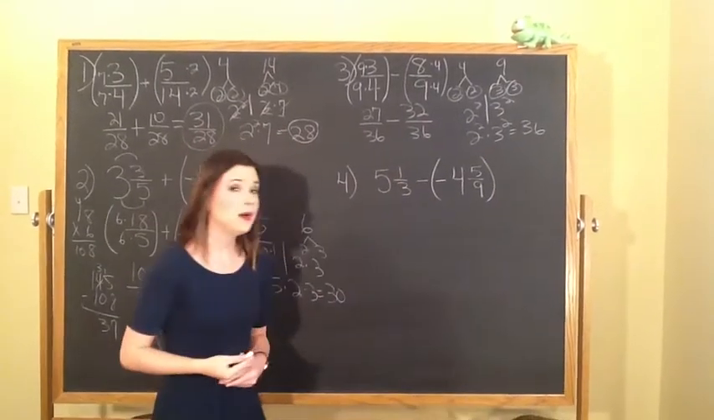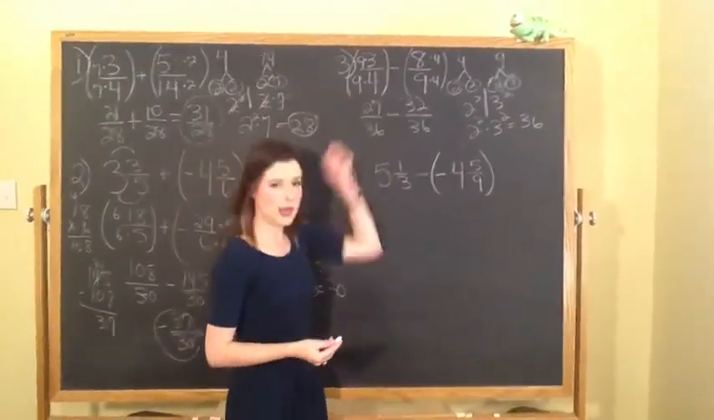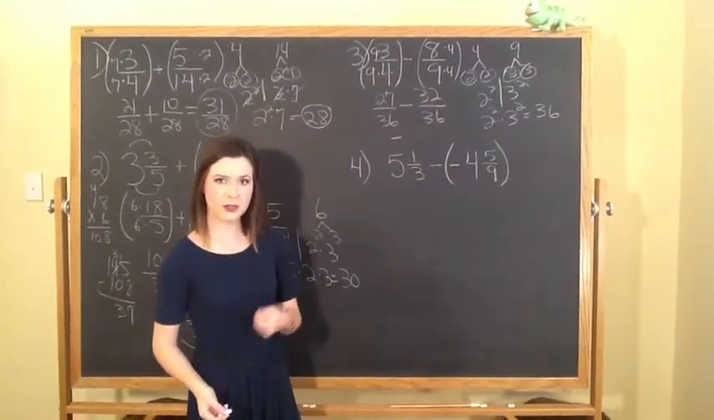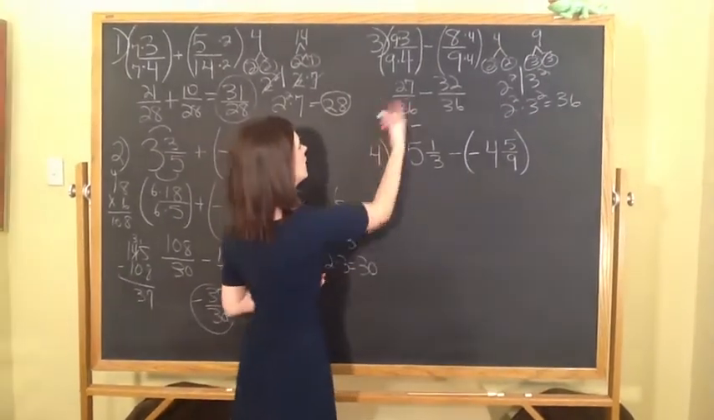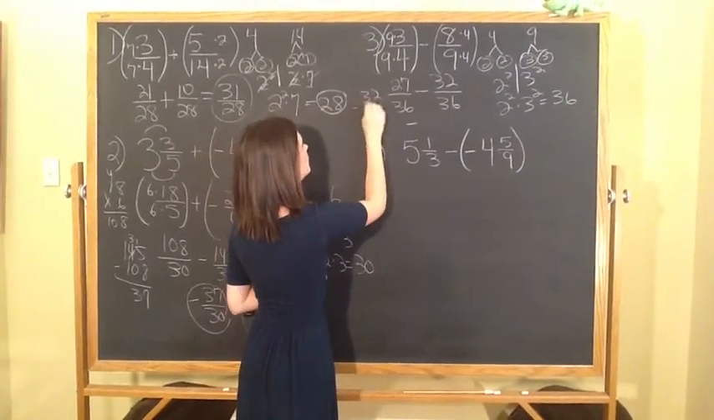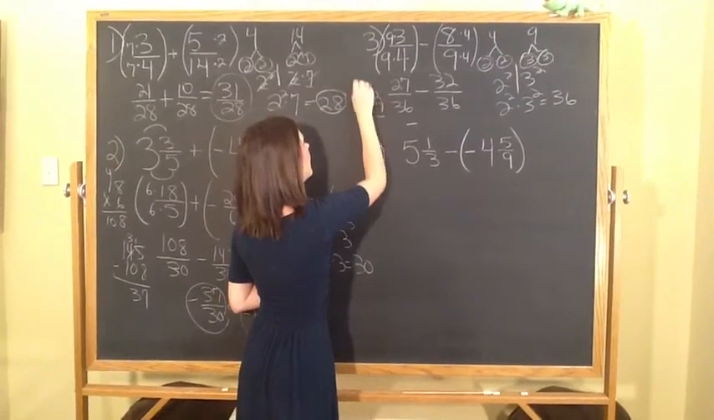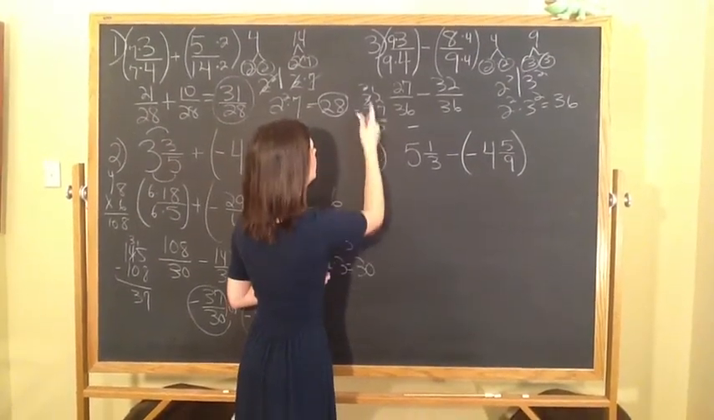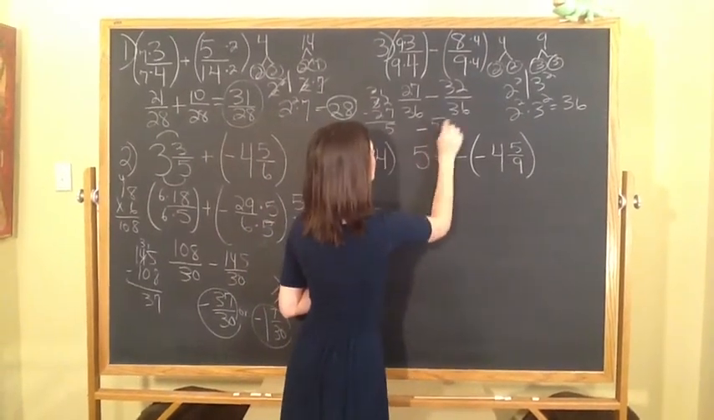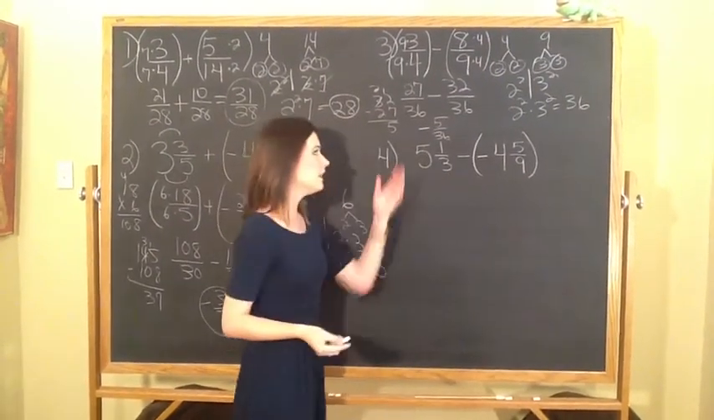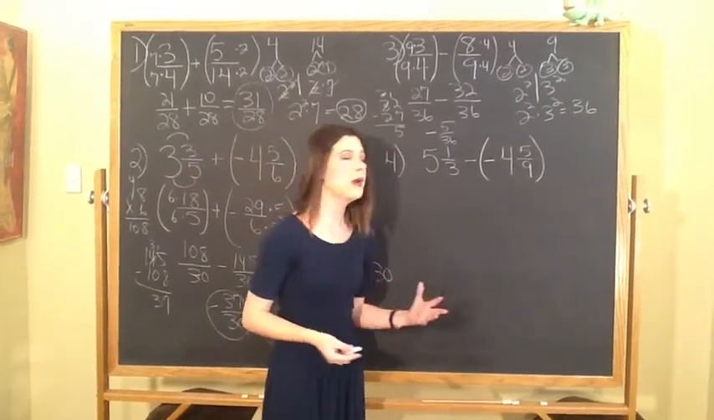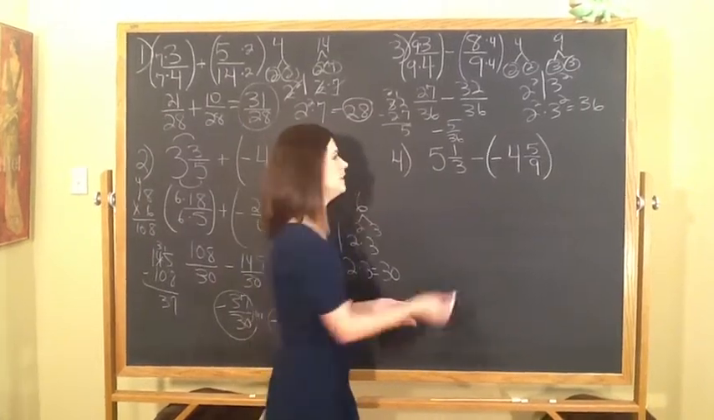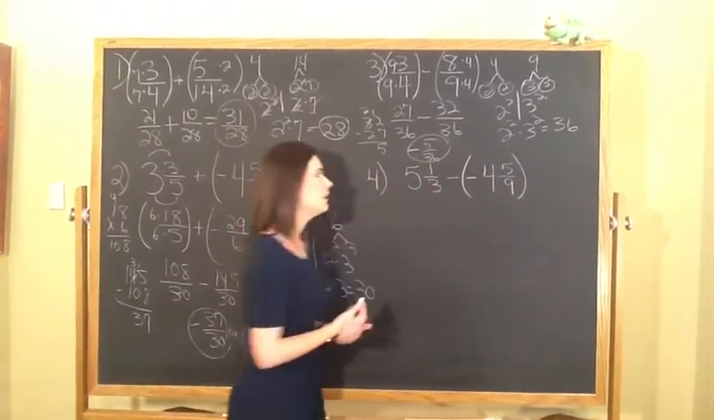Alright, now I've noticed that I'm taking away more than what I have, so my final answer is going to be negative. Just like if you withdraw too much money, you're going to be negative. So let's go ahead and subtract them. 32 minus 27, you're going to go ahead and get 5. So it's going to be negative 5 over 36. Now this is already a regular fraction, not an improper fraction, and we can't simplify anything else because this ends in a 6, not a 5 or a 0. So negative 5 over 36.